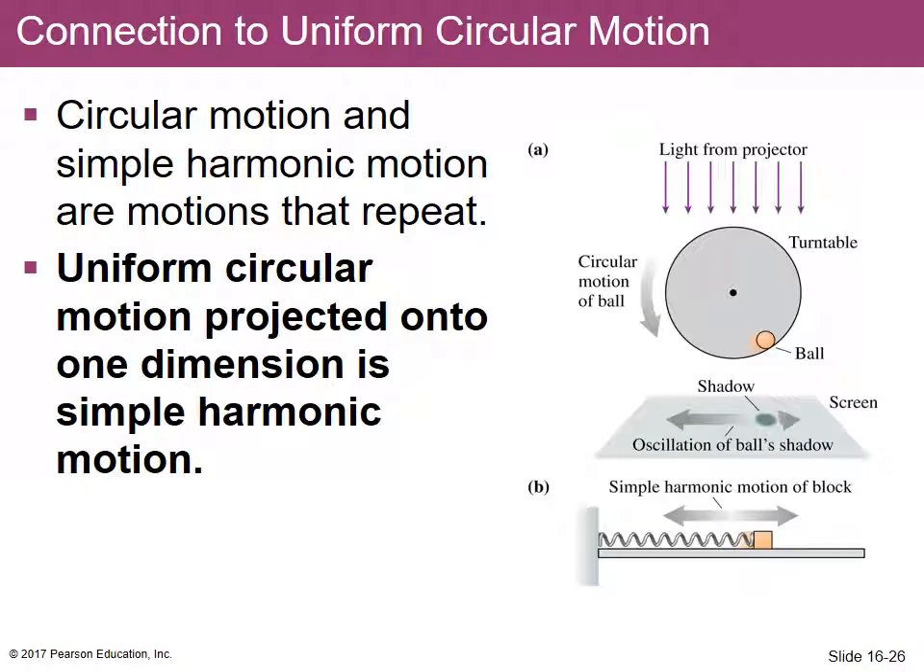Circular motion and simple harmonic motion are motions that repeat. Uniform circular motion projected onto one dimension is simple harmonic motion. The figure shows a ball glued to the edge of a turntable. The turntable executes circular motion. If light is projected across the turntable, the ball seems to execute simple harmonic motion.